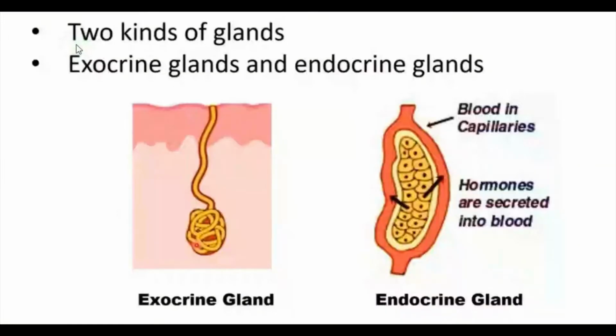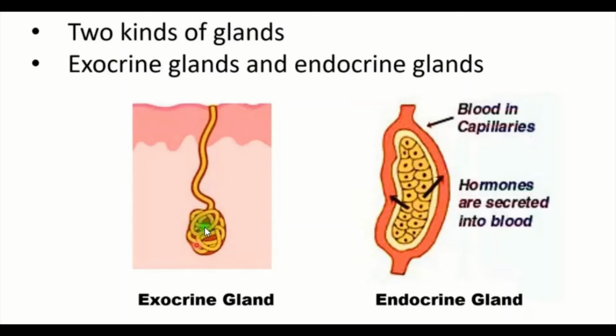There are two kinds of glands present in our body: exocrine glands and endocrine glands. So this is the exocrine gland. Exocrine glands have ducts. This is a duct. They have the duct to carry their secretions.